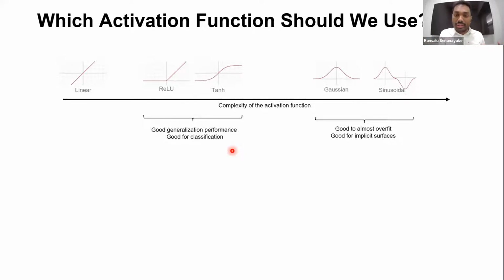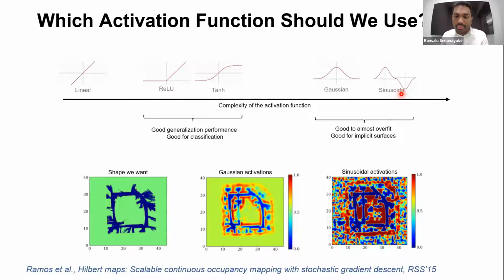Then we have a large data set. But for implicit representations, we are not generalizing. What we are trying to do is almost overfit, right? Because for a given point cloud, what we want is to build a network that corresponds to the point cloud. So we try to almost overfit. For overfitting, more complex activation functions are more useful, something like Gaussians or sinusoidal. This is also called periodics. So which one is better actually out of these two?